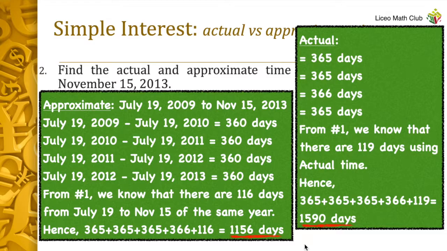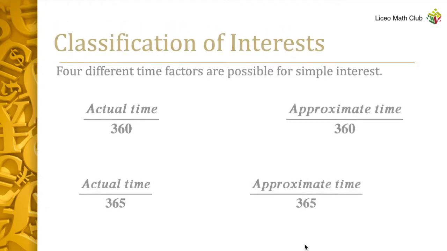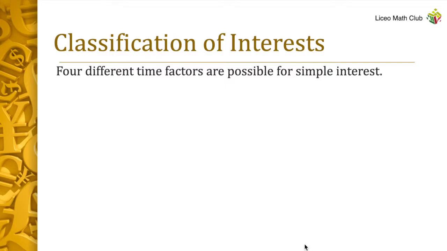Okay, so we're done with the approximate and actual time. We're also done with the ordinary and exact interest. So we can classify the types of interest here. We have 4 classifications. That was some teaser there. There are 4 different time factors that are possible for simple interest.